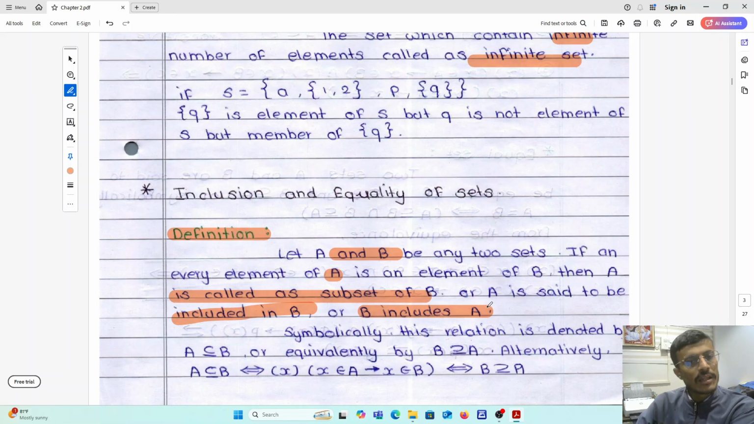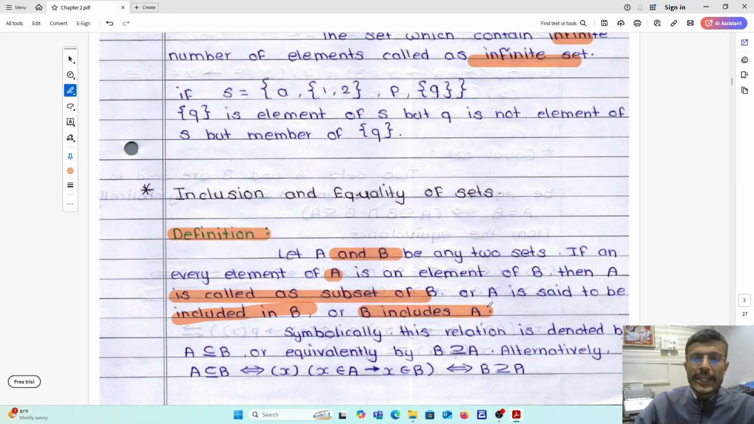Consider A and B, these are the two sets, and all the elements of A are present in set B, then A is said to be a subset of B, or A is said to be included in B, or simply you can say B includes A. So that is nothing but the inclusion, or you can say here subset. You can say here A is a subset of B.